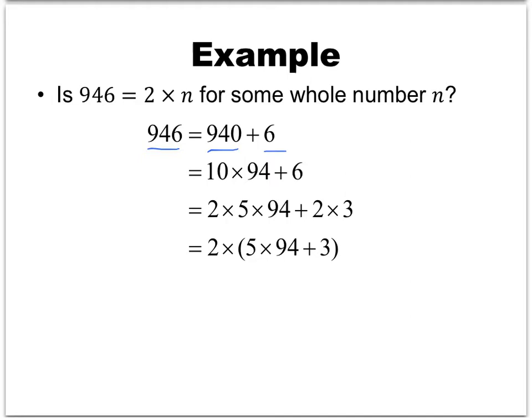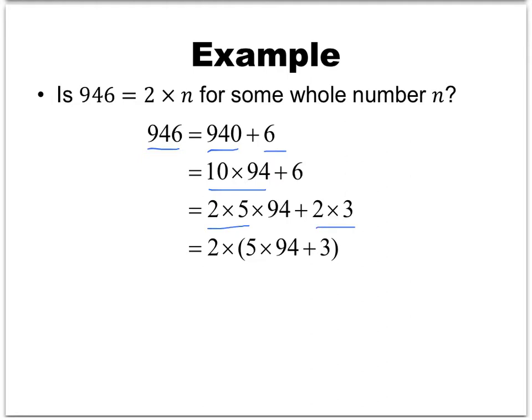Now, the next step, we're going to take this number 940 and write it as 10 times 94. Now, why can I do that? Well, if I take 10 times 94, I really do get 940. Now, in our third step, we're going to factor things a little bit. So we're going to take this 10 and write it as 2 times 5, and then we're going to write this 6 as 2 times 3.